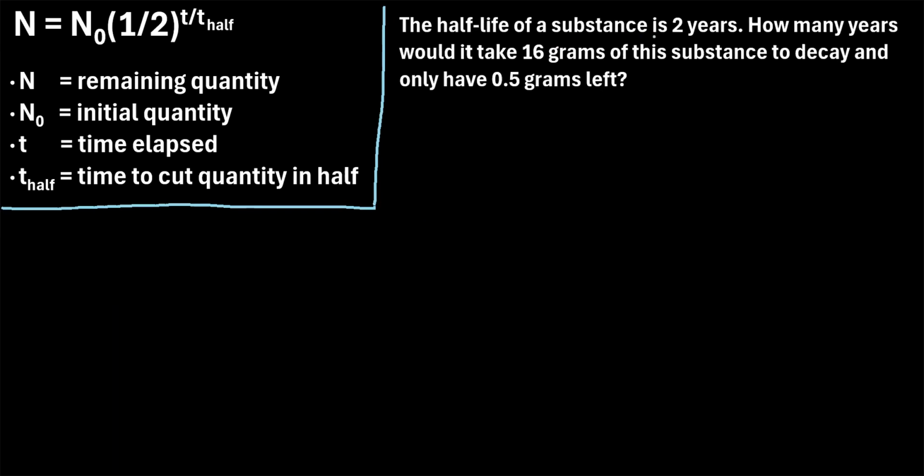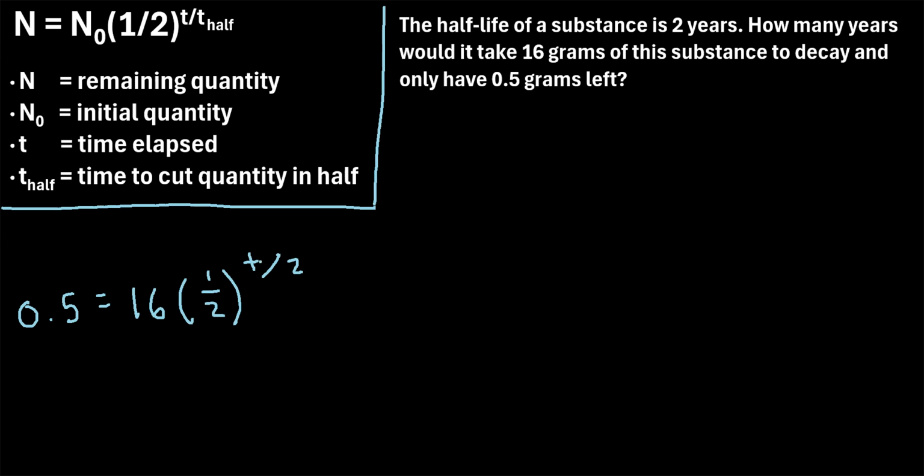Let's say the half-life of a substance is 2 years. How many years would it take 16 grams of this substance to decay and only have 0.5 grams left? So let's fill in what we know for this half-life formula. So N, the remaining quantity, in this case, we're told we want to have 0.5 grams left. So we can write 0.5 is equal to N sub 0, that's the initial quantity. We're told that the initial quantity is 16 grams. So we'll say 16 times 1/2 to the power of T, the total time elapsed. We don't know this. This is what we're actually trying to figure out, T, divided by T half, or the half-life, which we're told is 2 years. So we'll say T divided by 2.